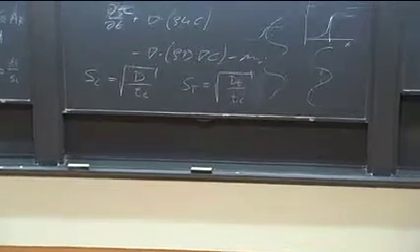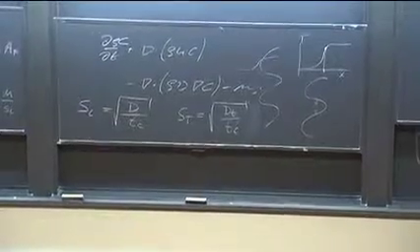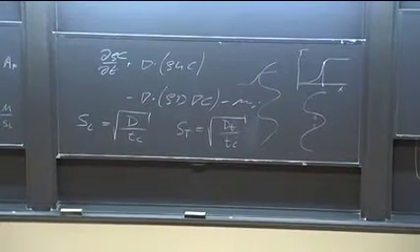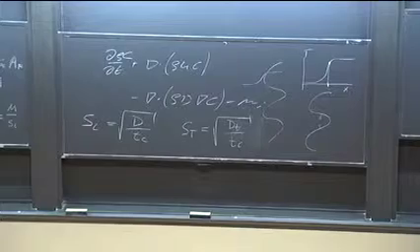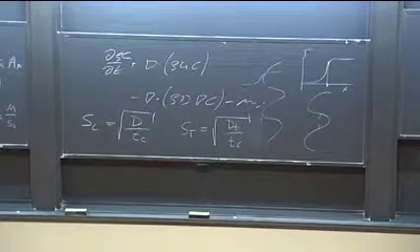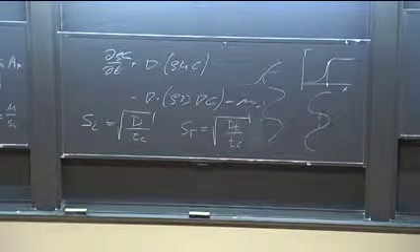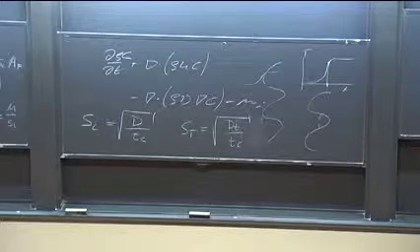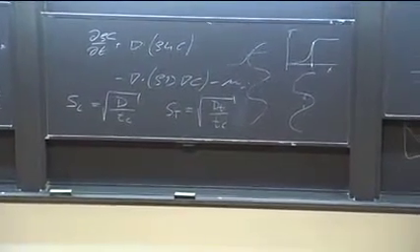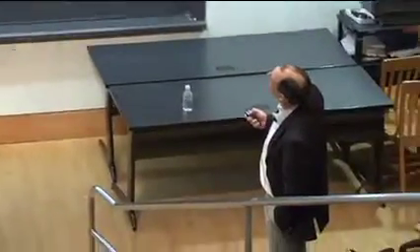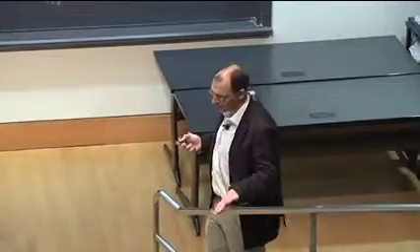Okay, so this is the relation as I showed it, and if you divide this by this, you see ST over SL goes like the square root of DT over D. DT now can be written with a turbulent Schmidt number equal to 1.